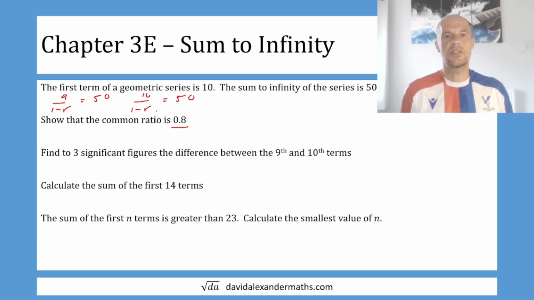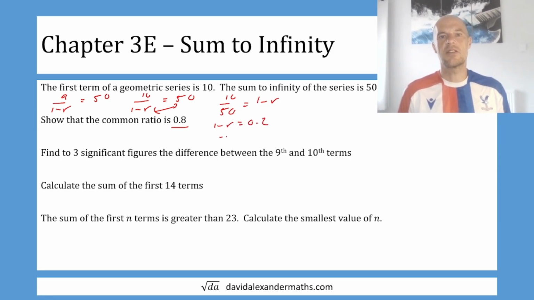So therefore what I can do is just swap these around. So 10 over 50 is 1 take away r. 10 over 50 is 0.2, so 1 minus r is 0.2. So negative r, take away 1 from both sides, is negative 0.8. Therefore r is 0.8, which is what we were aiming for.